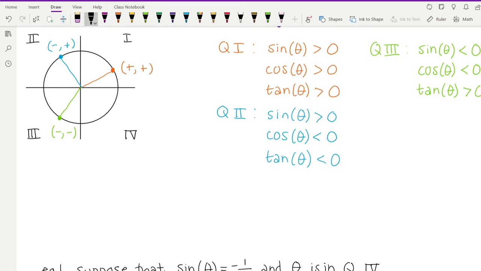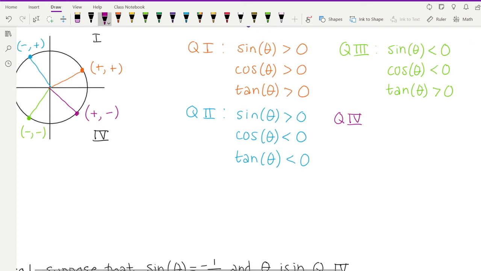And then finally, if we look in quadrant 4, so we have some kind of a terminal point in quadrant 4. In quadrant 4, the x coordinate is positive, the y coordinate is negative. So in quadrant 4, we have sine of theta. So sine is the y coordinate. The y coordinate is negative. So sine is negative. Cosine of theta is going to be the x coordinate, which is positive.